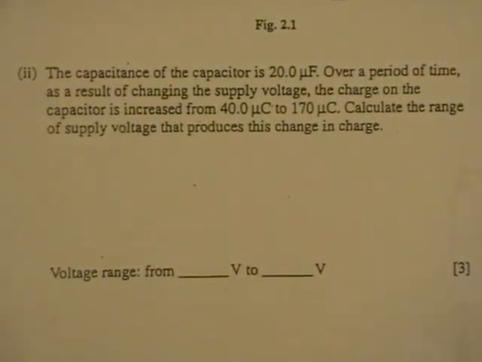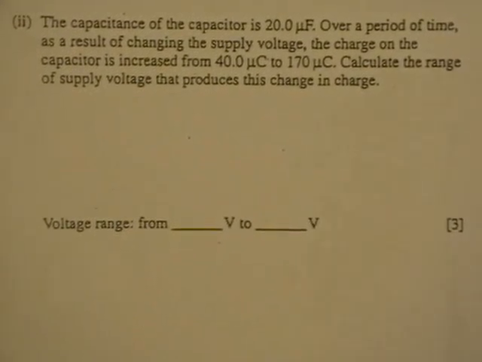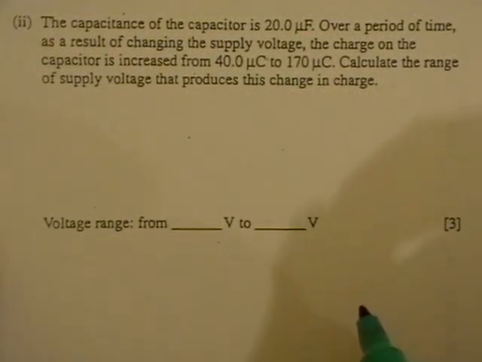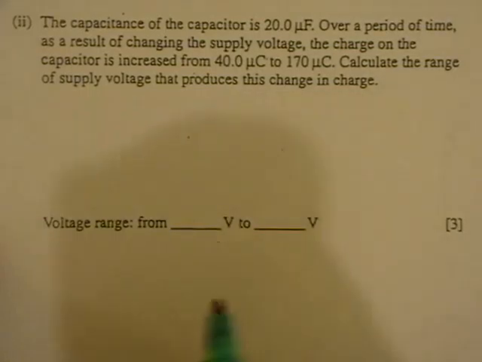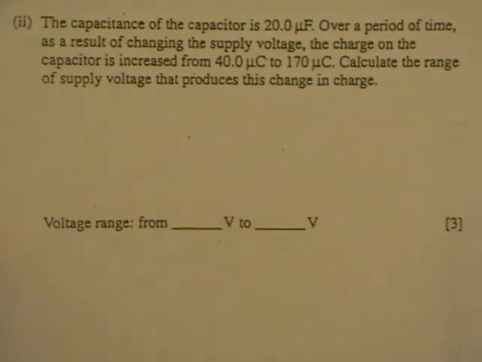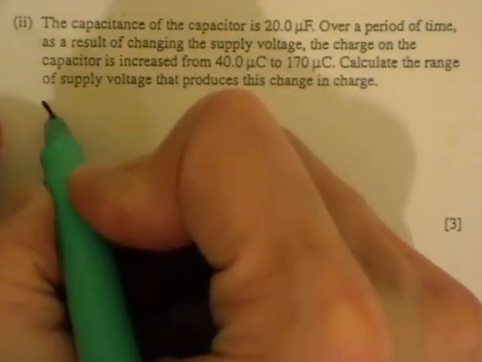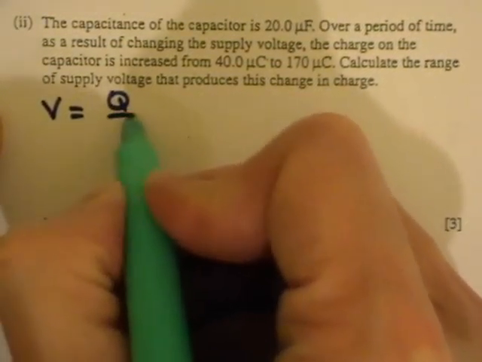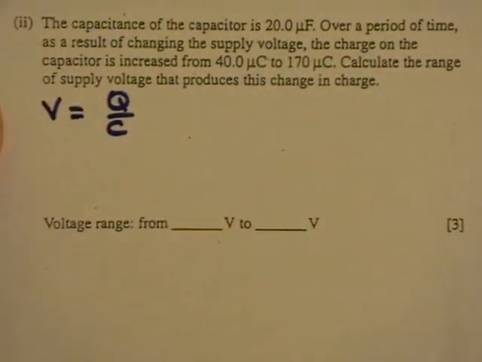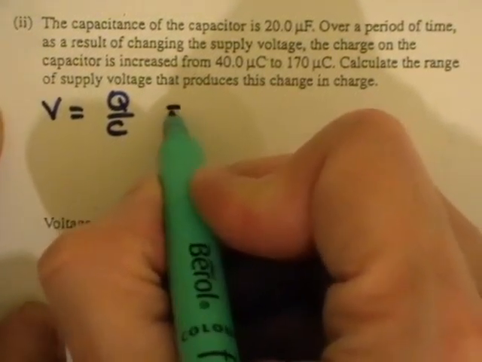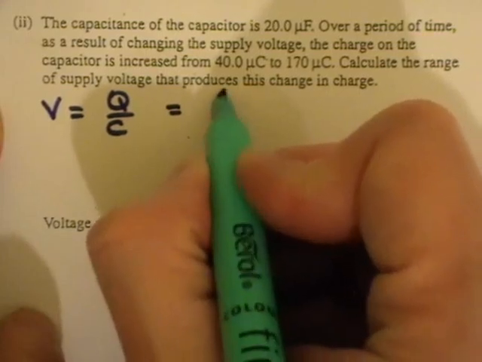The next part of the question then, and I'll try and scan in a wee bit further there for you. The capacitance of the capacitor is 20 microfarads. Over a period of time, as a result of changing the supply voltage, the charge in the capacitor is changed from 40 to 170 microcoulombs. Calculate the range of supply voltage that produces this change in charge. So all you're doing is a wee sum there with V equal to Q over C. And just put the two values in. So do two different sums.